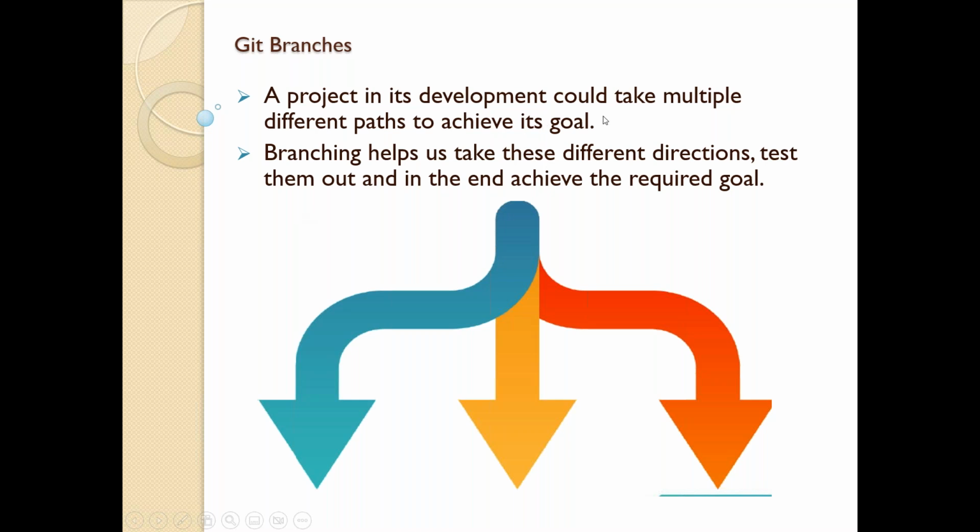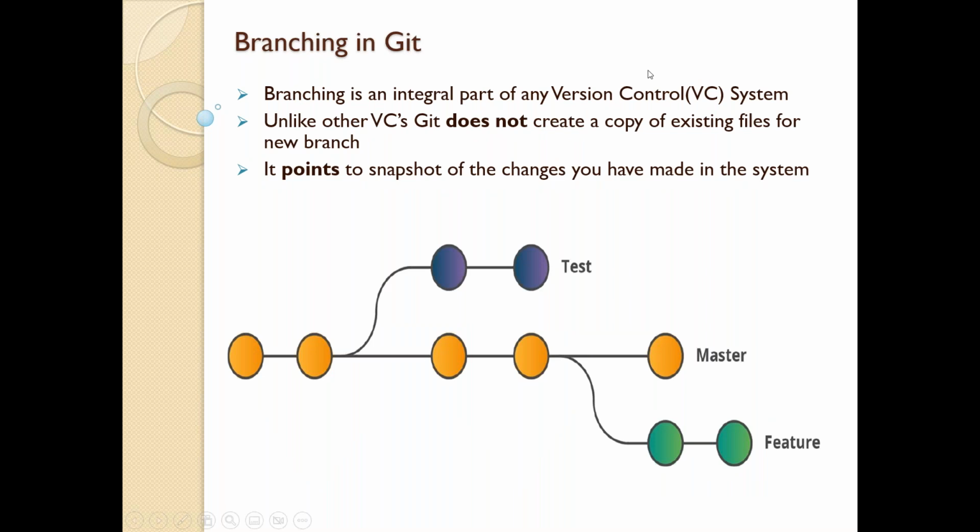A project in its development could take multiple different paths to achieve its goal, right? So there are so many people, so many features coming in, so many teams are working across the same project. Branching helps us to take these different directions, test them out separately, and then merge it finally once and publish it. So branching is an integral part of any version control system.